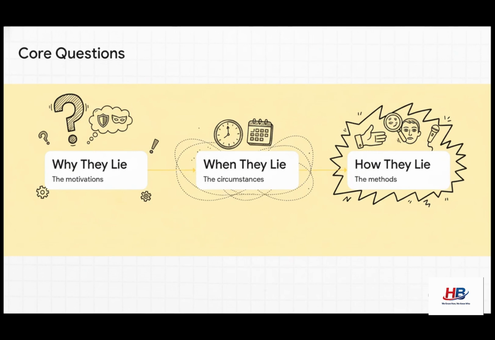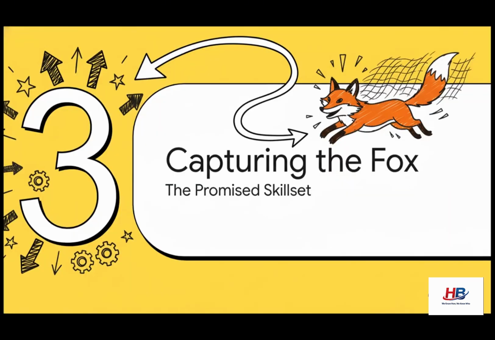Well, it boils it down to three big questions. It says it'll teach you why people lie, what's their motivation. Then, when they lie, what are the situations that trigger it? And finally, how they lie, the actual techniques and the telltale signs. It's a very systematic, almost scientific way of looking at dishonesty. And that brings us to the grand finale here, the ultimate skill they promise you'll have. This is where the module's marketing language goes from being analytical to being very, very action-oriented.